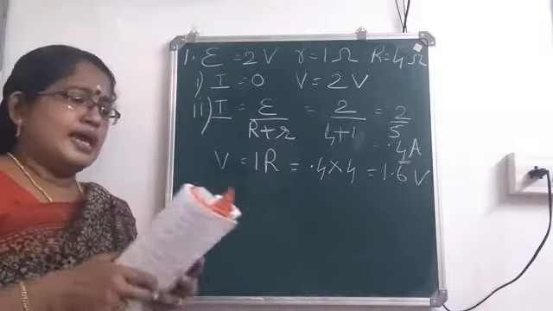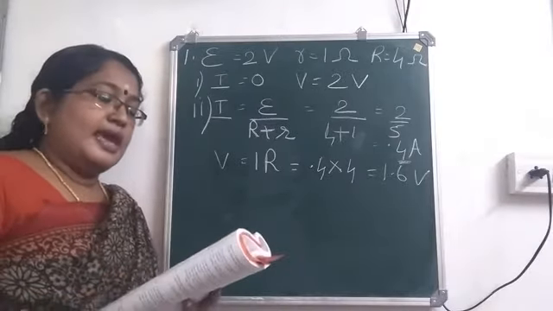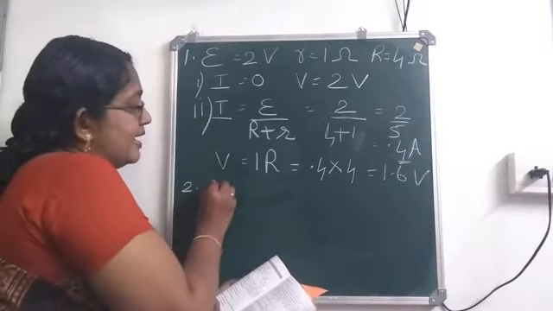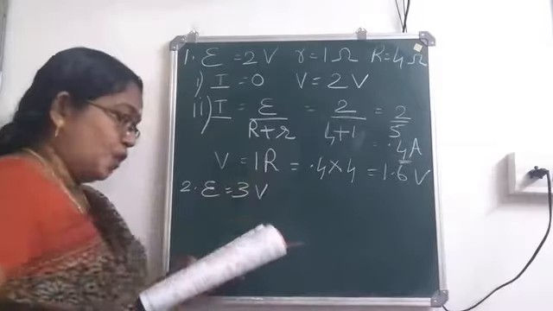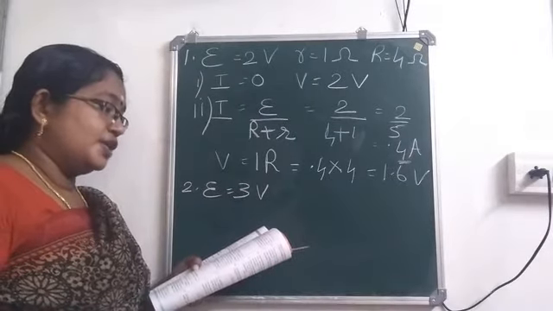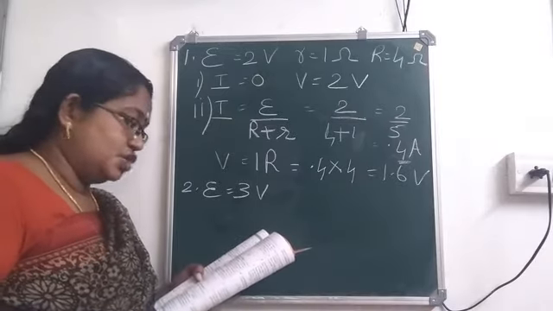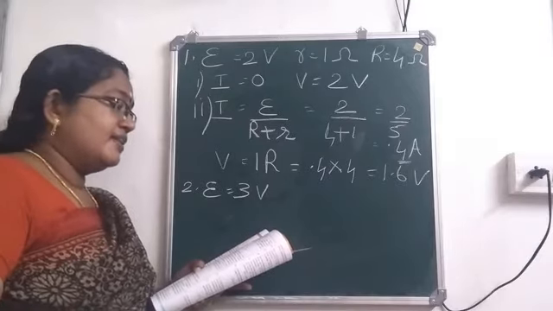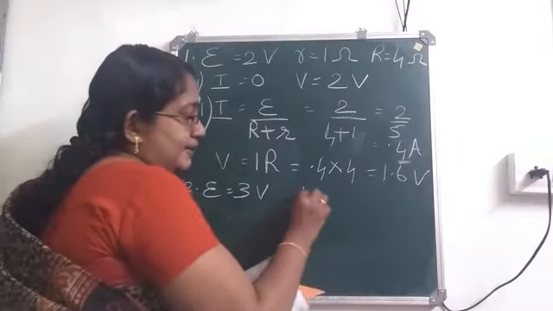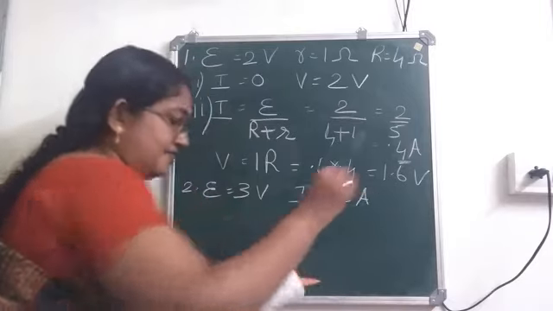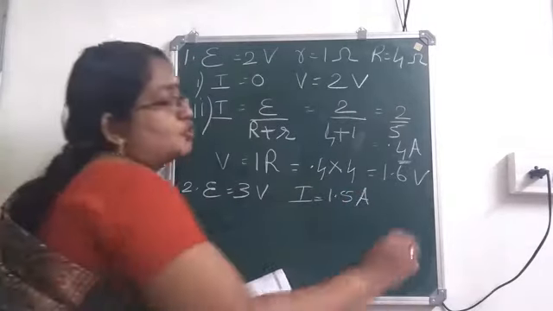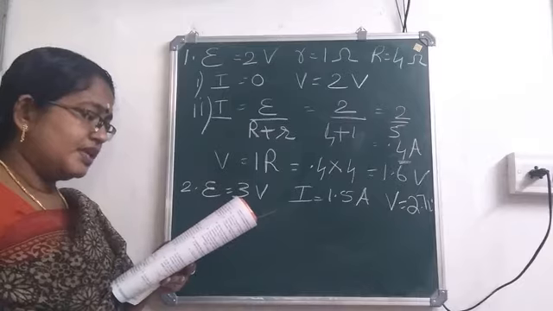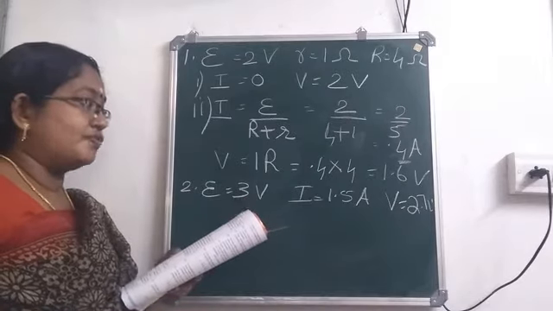Okay. Now we will move to the next question. A battery of EMF 3 volt supplies current through a circuit in which the resistance can be changed. A high resistance voltmeter is connected across the battery. When the current is 1.5 ampere, voltmeter reads 2.7. So capital V is 2.7 volt. Find the internal resistance of the battery.